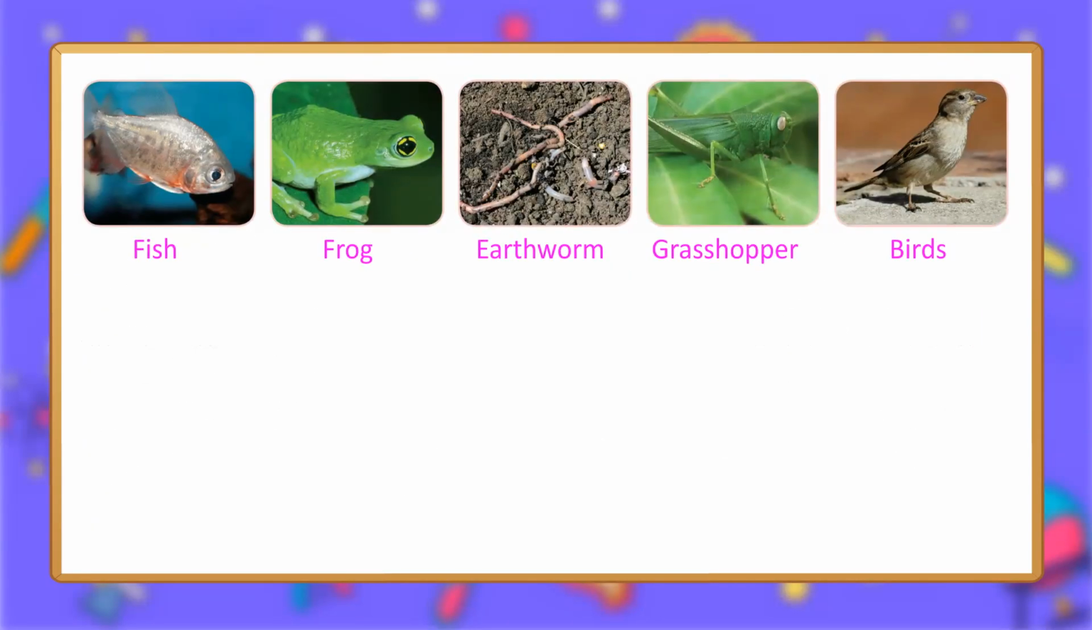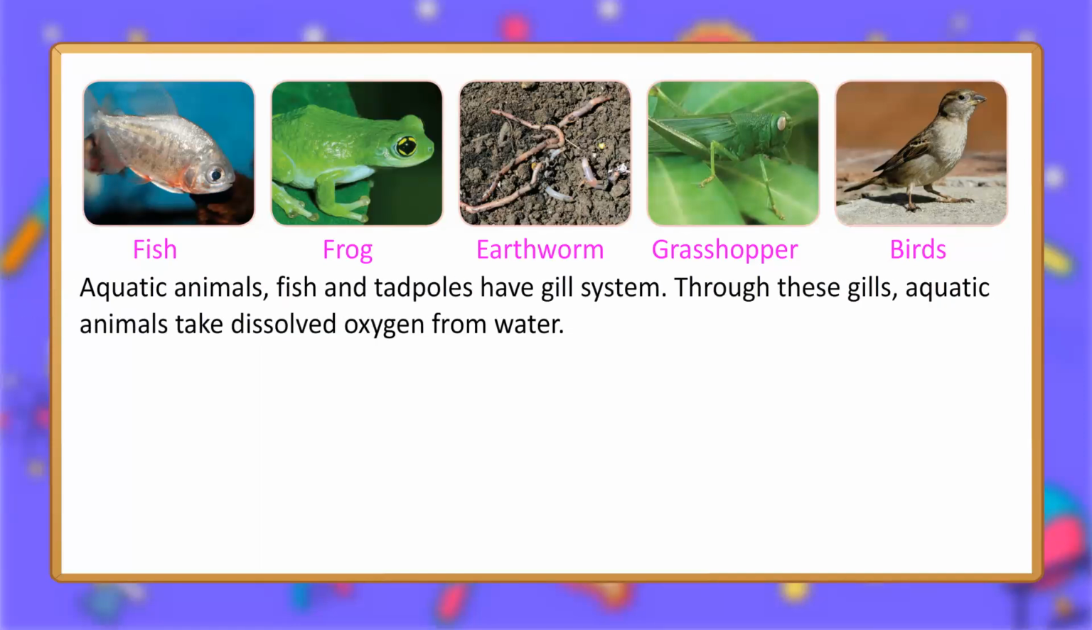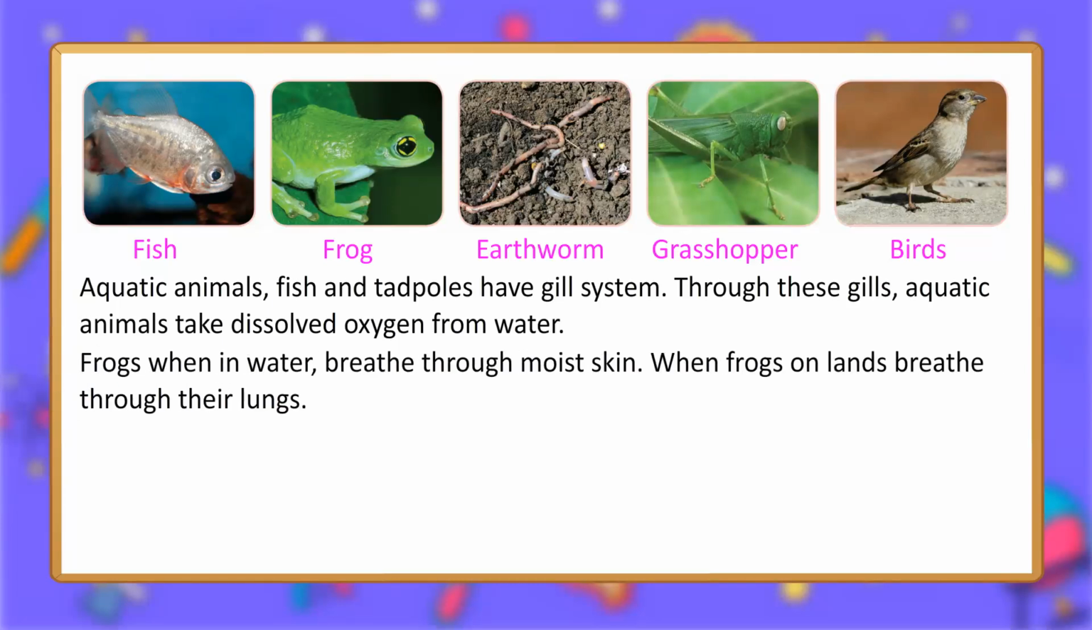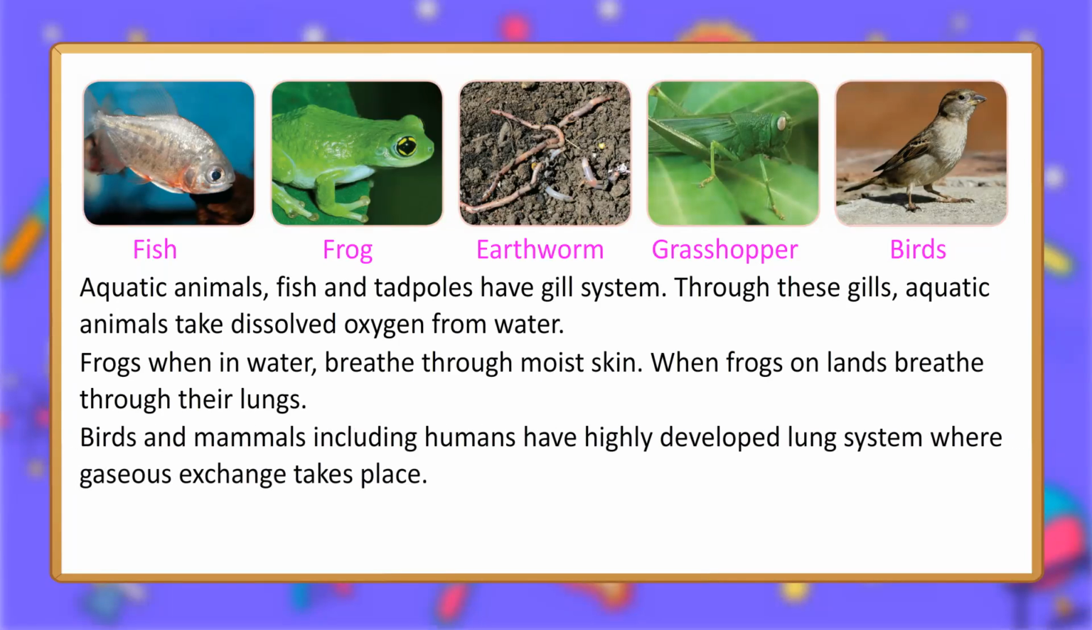Fish, frog, earthworm, grasshopper, birds. Aquatic animals, fish and tadpoles, have a gill system. Through these gills, aquatic animals take dissolved oxygen from water. Frogs, when in water, breathe through moist skin. When frogs are on land, they breathe through their lungs. Birds and mammals including humans have a highly developed lung system where gaseous exchange takes place.